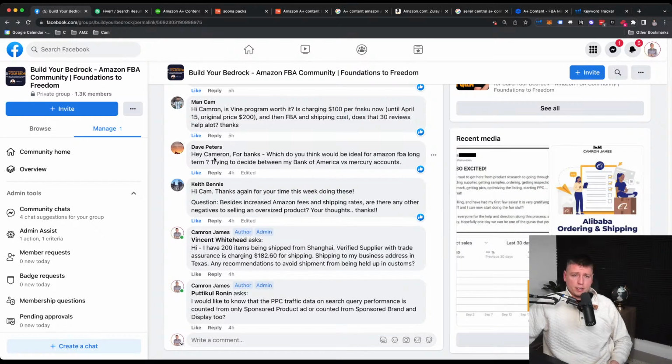Dave Peters: Hey, Cameron, for banks, which do you think would be a good deal for Amazon FBA long-term? Trying to decide between Bank of America versus Mercury accounts?